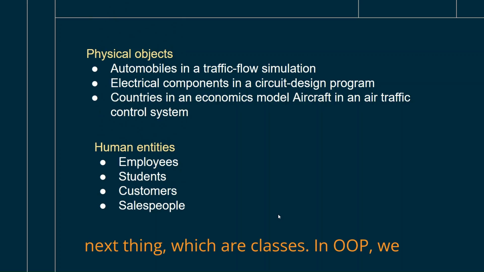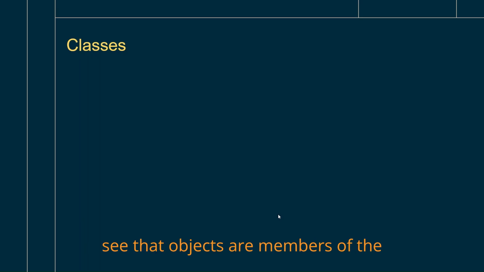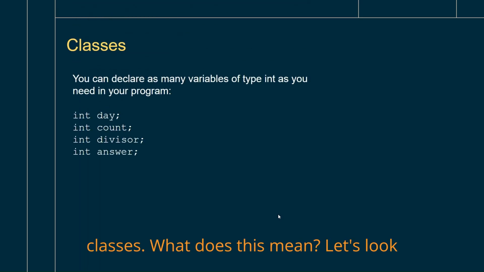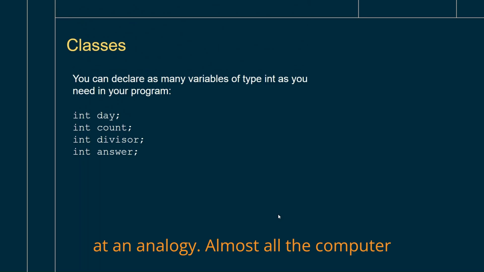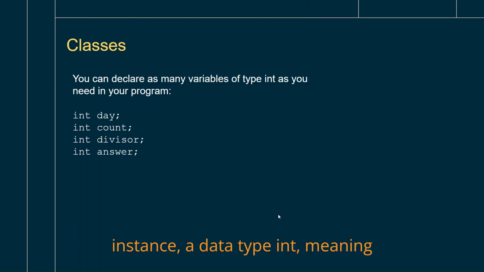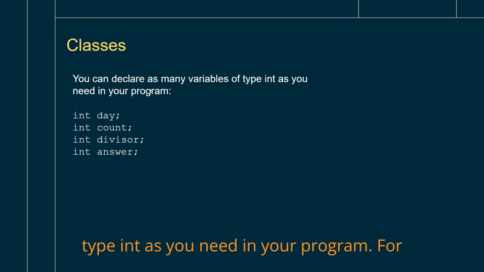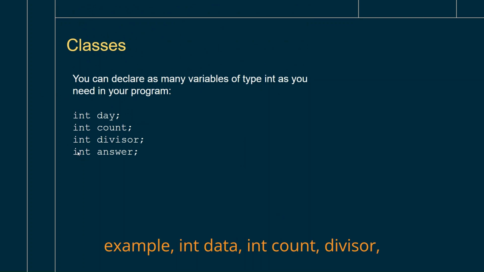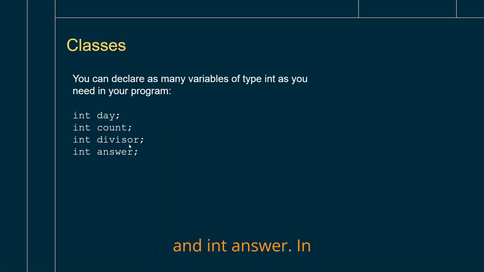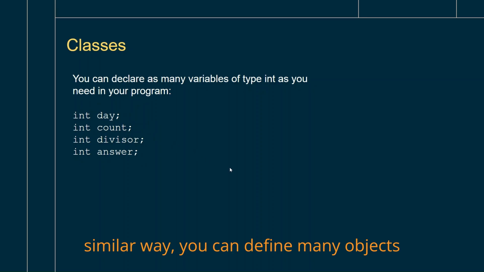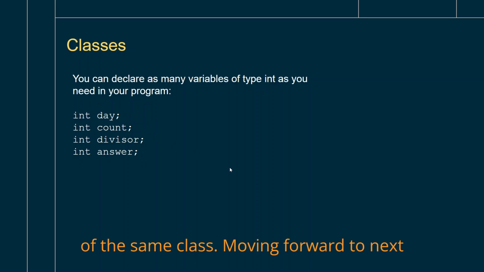Moving forward to the next thing, which is classes. In OOP, we say that objects are members of classes. What does this mean? Let's look at an analogy. Almost all computer languages have built-in data types. For instance, the data type int, meaning integer, is predefined in C++. You can declare as many variables of type int as you need in your program. For example, int data, int count, int divisor, and int answer. In a similar way, you can define many objects of the same class.